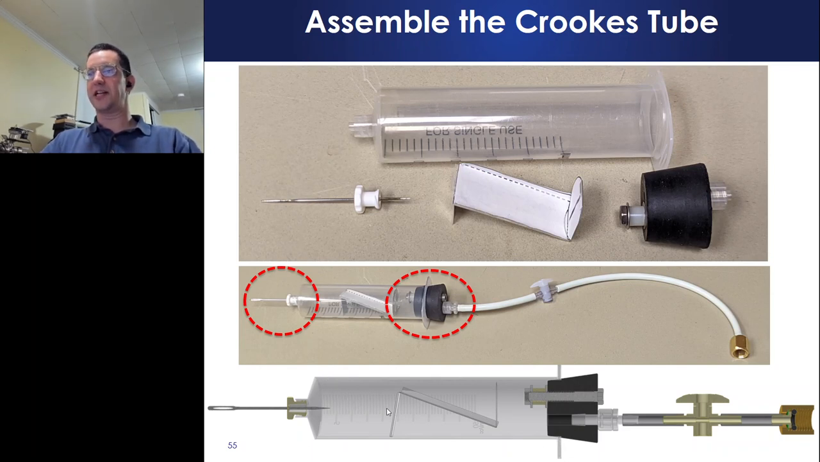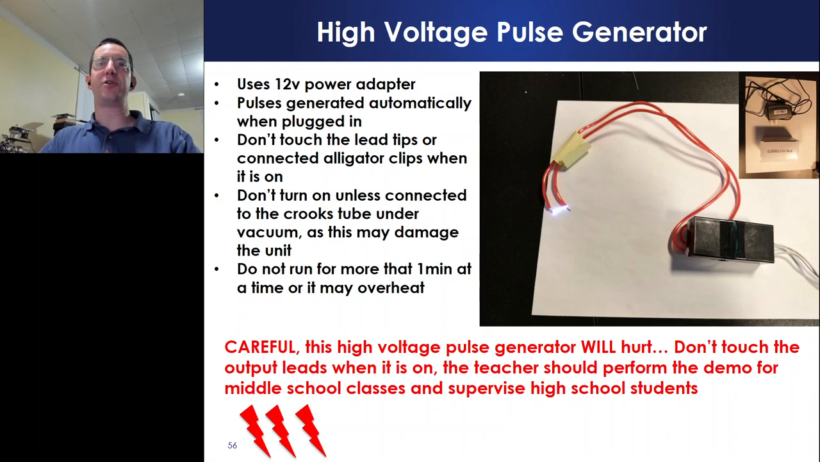When the Crookes tube is connected to the vacuum pump, the gas within the Crookes tube will be evacuated through the vacuum hose. An electric field will then be established between the needle and the nut. We will establish this high-voltage electric field by means of a high-voltage pulse generator included in your kit. This pulse generator is powered by a 12-volt power adapter. The pulse generator will start to operate as soon as it is plugged in. These pulses are generated automatically.